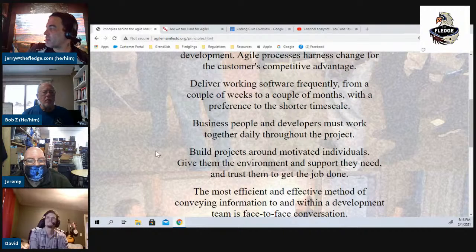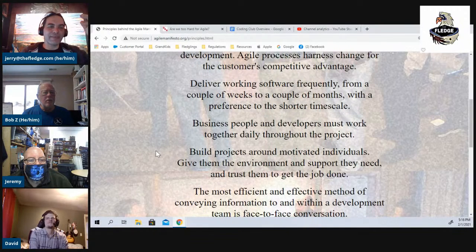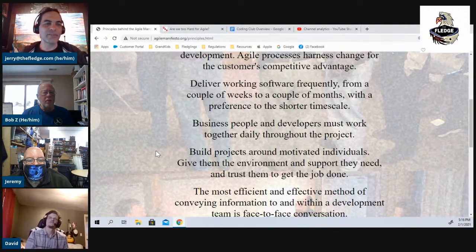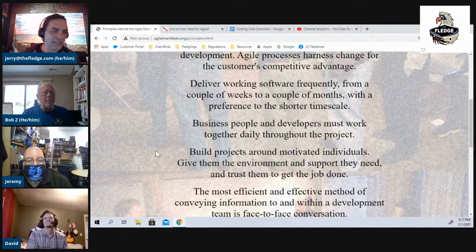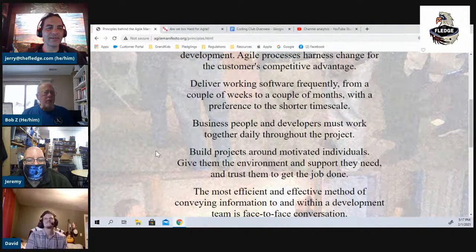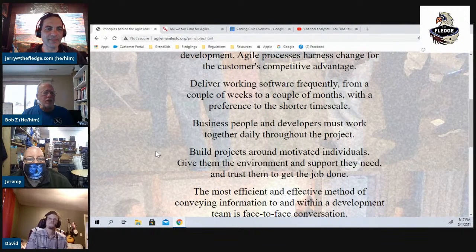And then business people and developers working together throughout the project. Is that how you felt in the beginning days, Bob? That you were working with the business people, that the subject matter experts were really involved and helping you out? Well, on some of the projects I've experienced, there was a pretty good relationship. There were projects that were just complete FUBAR. Yeah, there you go.